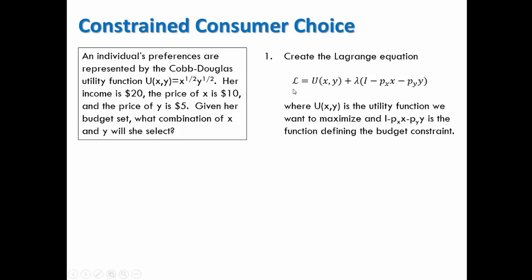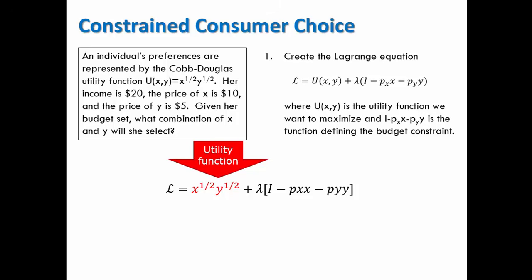It's going to be L equals the utility function that's given in the problem, plus lambda times parentheses income, as given in the problem, minus the price of X, also given, times X, minus the price of Y, also given, times Y. In this example, the utility function is U equals X to the 1/2, Y to the 1/2, so that gets plugged in for U. And in this example, income is 20, P of X is 10, and P of Y is 5.